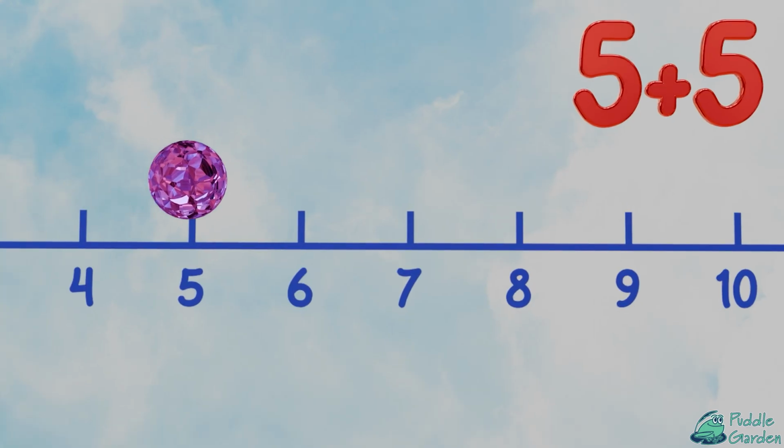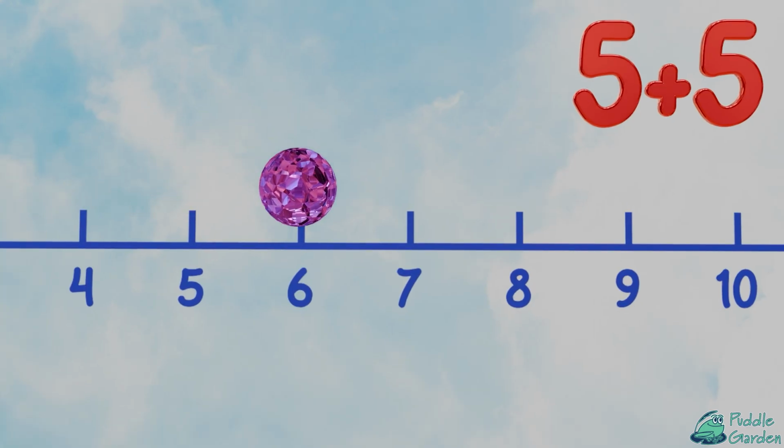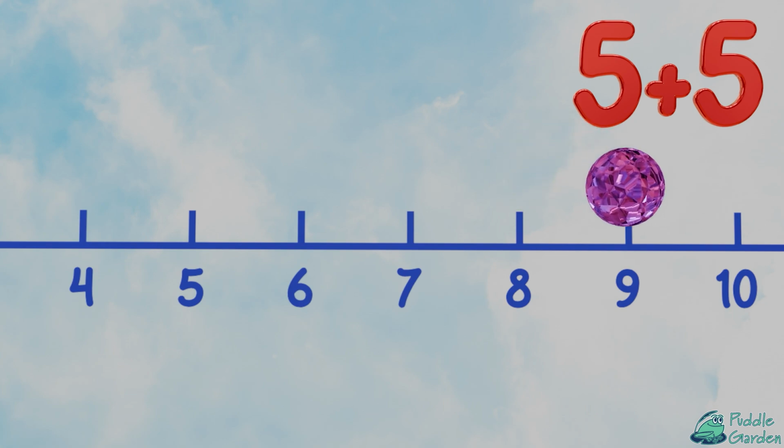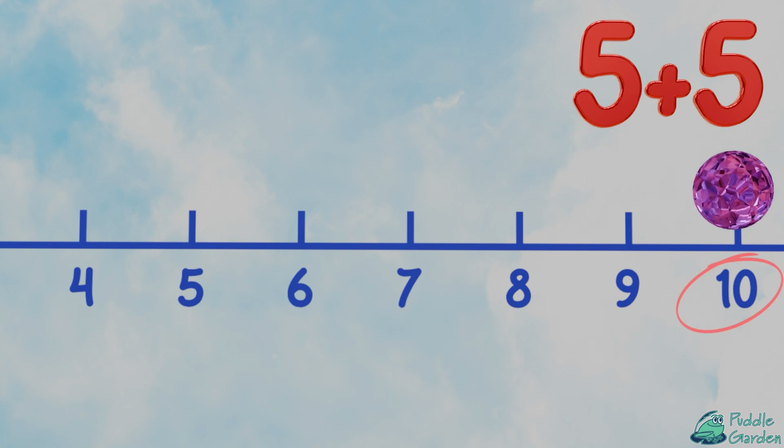5 plus 5. We're jumping forward 5. 1, 2, 3, 4, and 5. We land on what number? That's right, we land on 10. Great job.